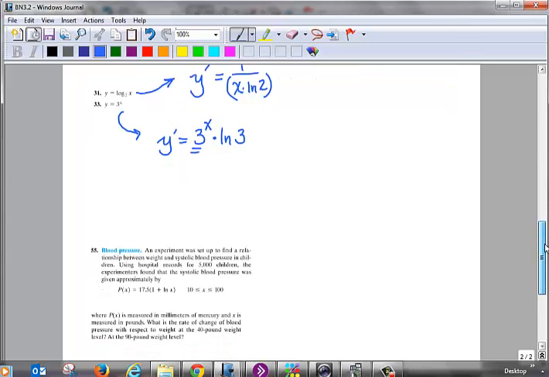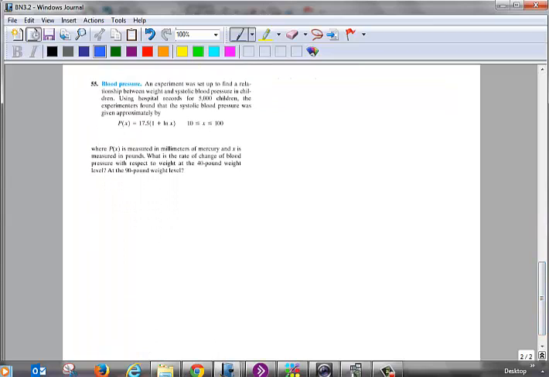All right, and then the last question is an application. It says an experiment was set up to find the relationship between weight and systolic blood pressure in children. Using hospital records for 5,000 children, the experimenters found that the systolic blood pressure was given by this function, P of x equals 17.5 times the quantity 1 plus the natural log of x. We're given a domain on that function. P of x is measured in millimeters of mercury, x is measured in pounds. What's the rate of change of blood pressure with respect to the weight at a 40-pound weight level and then at a 90-pound weight level?